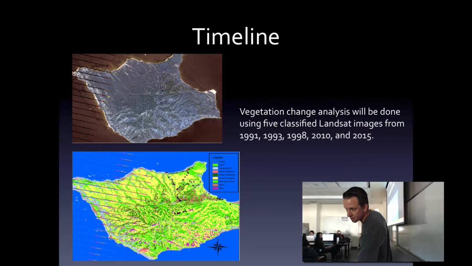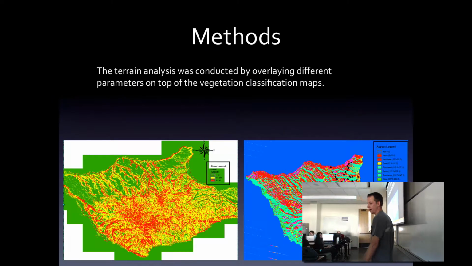And my methods: the map on the right shows the slope categories. The green is the 0 to 10 slope, and then the yellow is the 10 to 30, so the moderately accessible, and the red is the 30 to 90, so not accessible. And this map is the aspect of the island, so just the aspect of different hills and the shading that is occurring on the island.